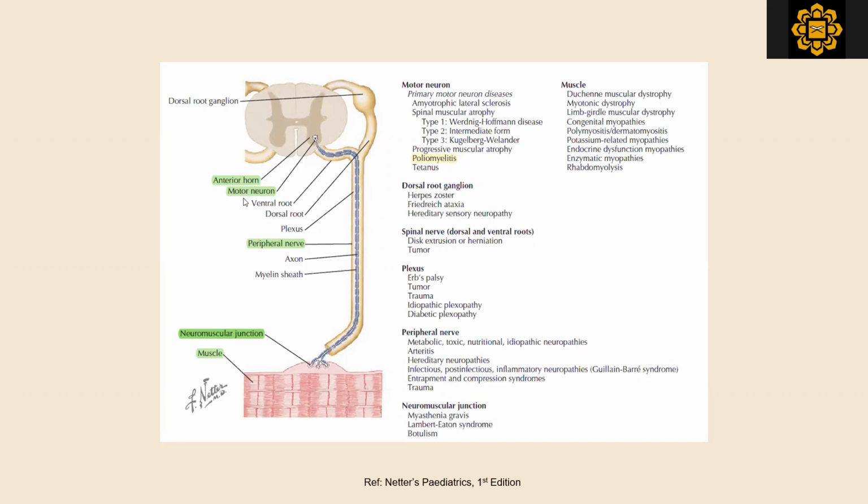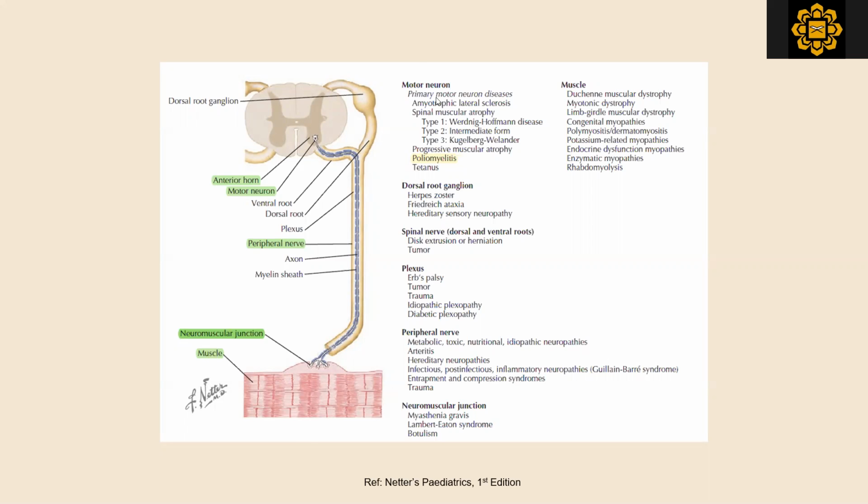If it is the anterior horn or motor neuron, it can be due to poliomyelitis. So you can read the diagnosis here. And if it happens at the neuromuscular junction, examples are botulism or myasthenia gravis, and it can also happen in the muscles.